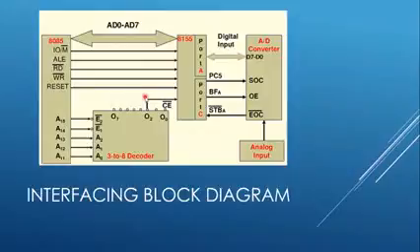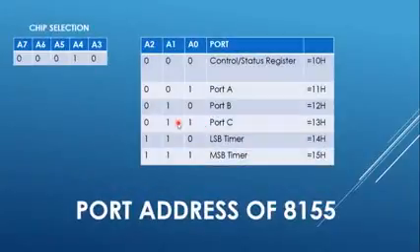This block diagram shows the various connections of different devices. This decoding logic is for selecting the 8155 chip. ADC is giving digital output to port A and port C is connected in handshaking mode. This figure is showing the assigned port for chip selection and various port addresses of 8155.